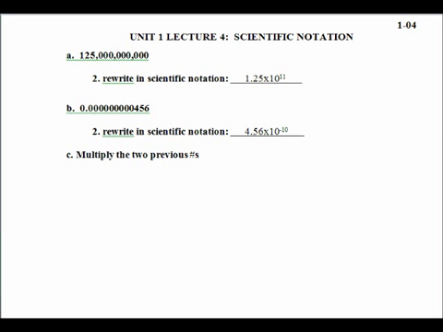Multiplying those two together gets us an answer of 57. 1.25 times 10 to the 11th times 4.56 times 10 to the negative 10th equals 57. Now, we wouldn't keep just 57 because that would be 2 significant figures. We add the 0.0 so that it's 3 significant figures.